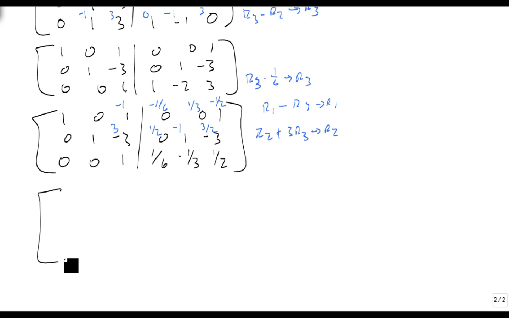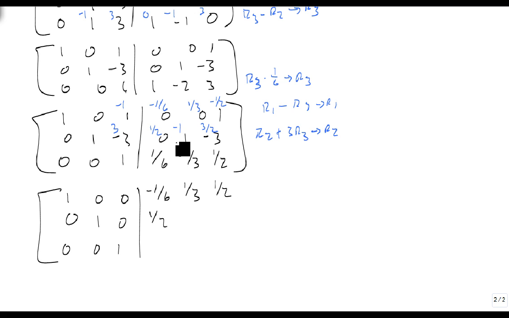And after this step, our inverse is found, because we get 1, 0, 0, 0, 1, 0, 0, 0, 1 on my left matrix, 1 minus 1 sixth, 1 third, and 1 half. 1 minus 1 half is just 1 half. 1 half plus 0, minus 1 and 1. Minus 3 plus 3 halves is minus 6 halves plus 3 halves, which is minus 3 halves. And then my last row, we already know because we didn't do anything to it. And here's my inverse. So now I know A inverse.